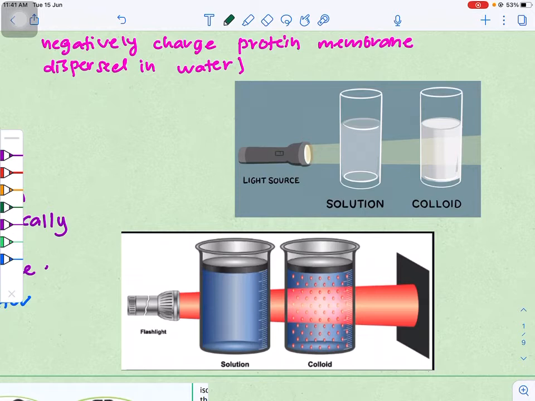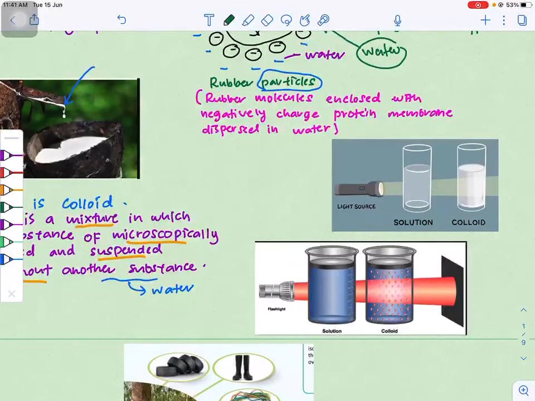It has carbon and hydrogen. So the rubber molecule is enclosed by a negatively charged protein membrane. Each of them is very small and we cannot see them with the naked eye because they are too small, and they cannot be big because whenever they try to get close, they will repel. So when you touch the rubber tree, they all come out because they are in water. That is the concept of colloid.